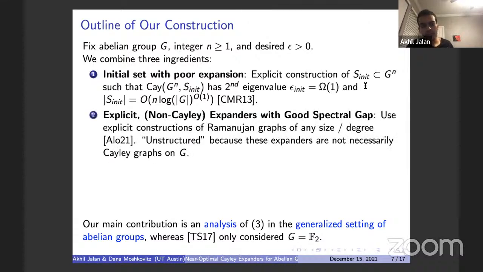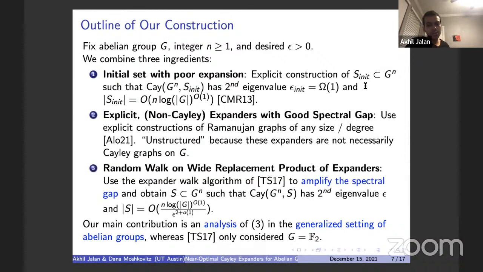The next thing we do is we use explicit constructions of expanders that are not Cayley graphs, but these will just be an input into our algorithm. And finally, we use an algorithm due to Tashma, which takes a random walk on what's called a wide replacement product of expanders. The point of this is to amplify the spectral gap of this Cayley graph, which is very, very small, to a large spectral gap of 1 minus epsilon. Because we can blow up the spectral gap, we get the overall construction we want, and we pay roughly a 1 over epsilon squared factor in the overall size because we do this amplification step.